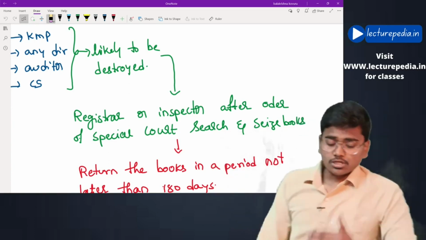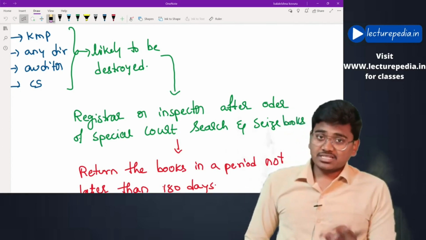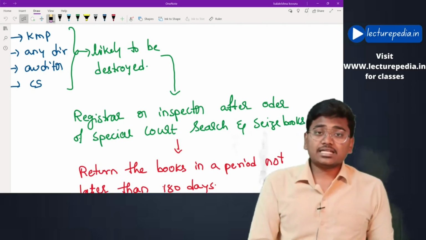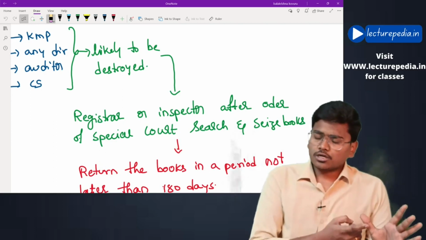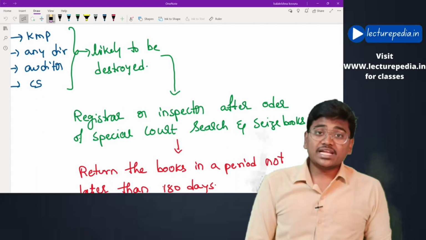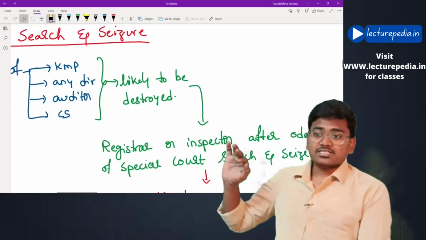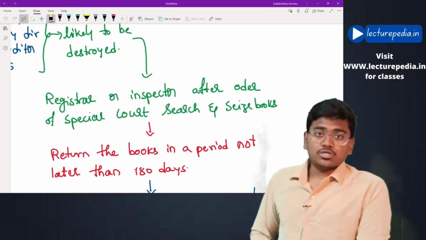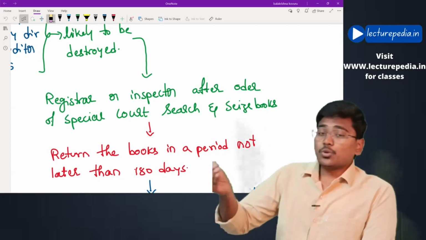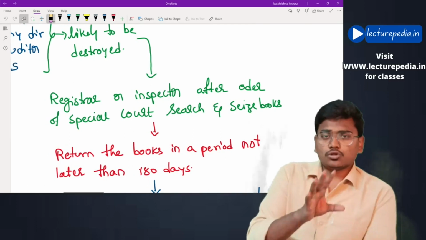See, during inspection and inquiry, if the registrar or inspector feels that the books or papers of the key managerial personnel, director, company auditor or company secretary are going to be falsified, mutilated or destroyed, what the registrar or inspector can do is ask the special court to give an order for search and seizure of the books of those companies.